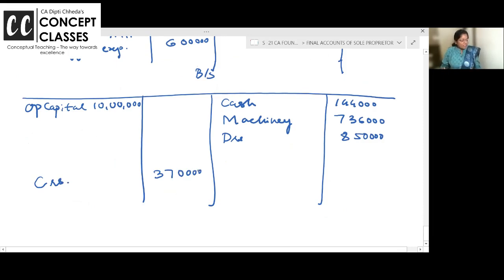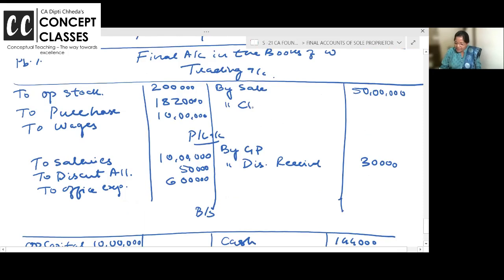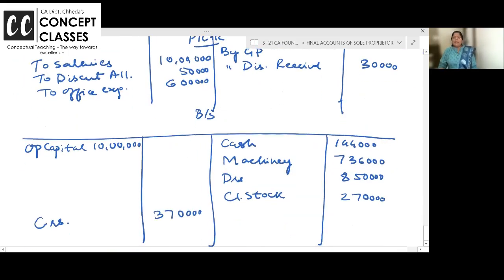Closing stock, it is given below the trial balance, so two effects. One is it's an asset. So you should write it here. Closing stock 2,70,000. And in trading account, credit side, closing stock 2,70,000. I have not maintained that format in the balance sheet.